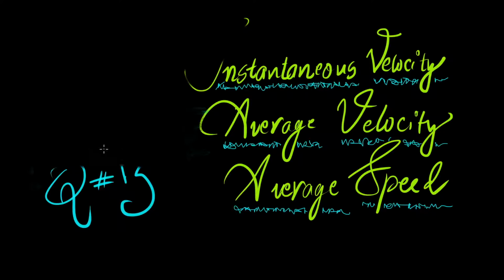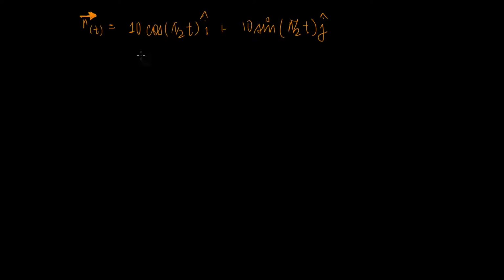So let's get rid of this for the moment, and this as well. Alright, so what's the problem? Well, the question that I want to pose is that a body moves with the position vector at different points in the trajectory given by the vector r as a function of t as 10 cosine(pi by 2 times t) i cap plus 10 sine(pi by 2 times t) j cap. So there you have it, that's the position vector of a particle at different times t.